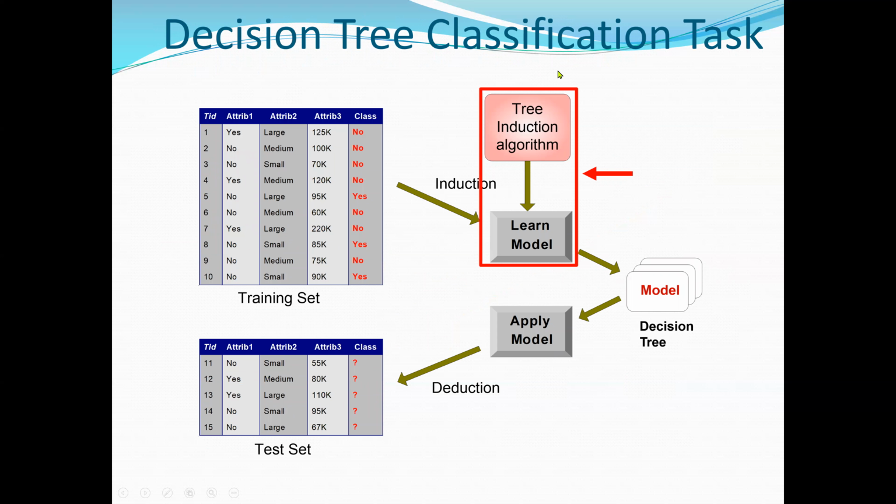So the decision tree classification task, again, is two steps. The classification task, or supervised learning, is always two steps. First, we need a training set to build our model. Then after we build the model, we use the test set to test the model, how accurate it is.